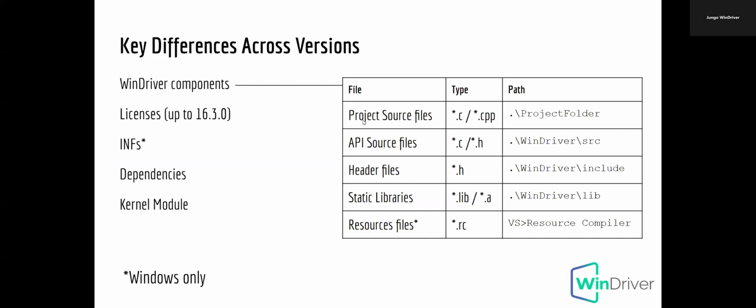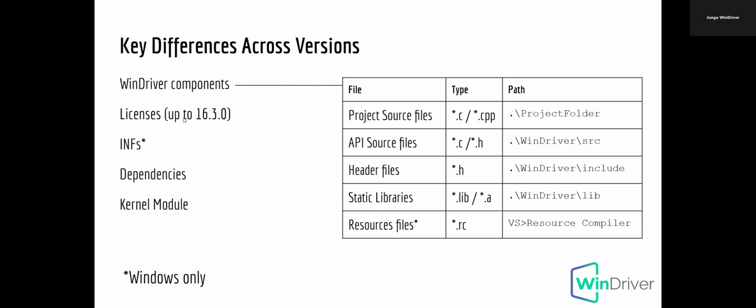So you have the project source file, which is the generated project. It's the project folder in the WinDriver folder. You have the API source files, which are in the source folder of WinDriver. We will go through each of these soon. The header files are stored in the include folder. The static libraries are in the lib folder, and the resource file for Visual Studio and Windows is in the resource compiler. If you open the project using VS, you should see the RC file there.